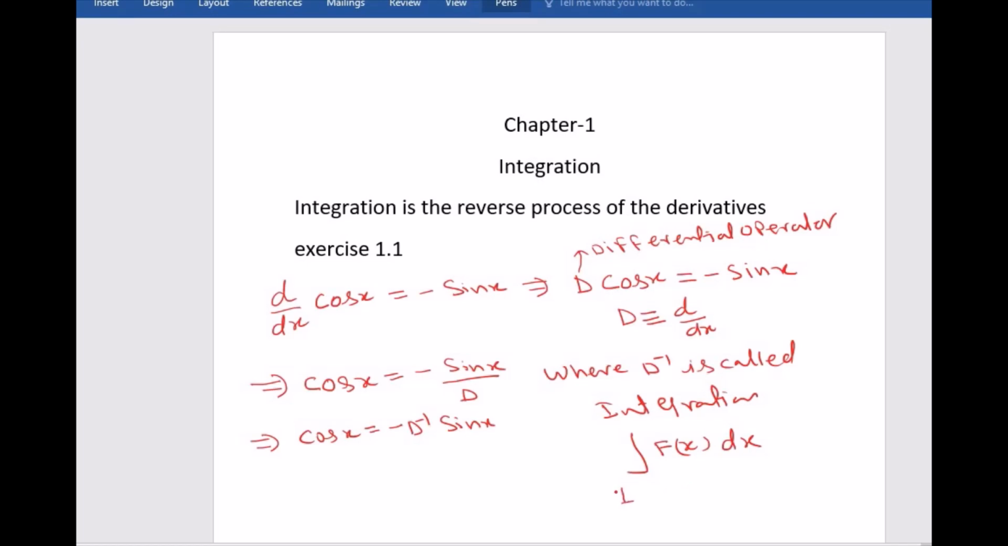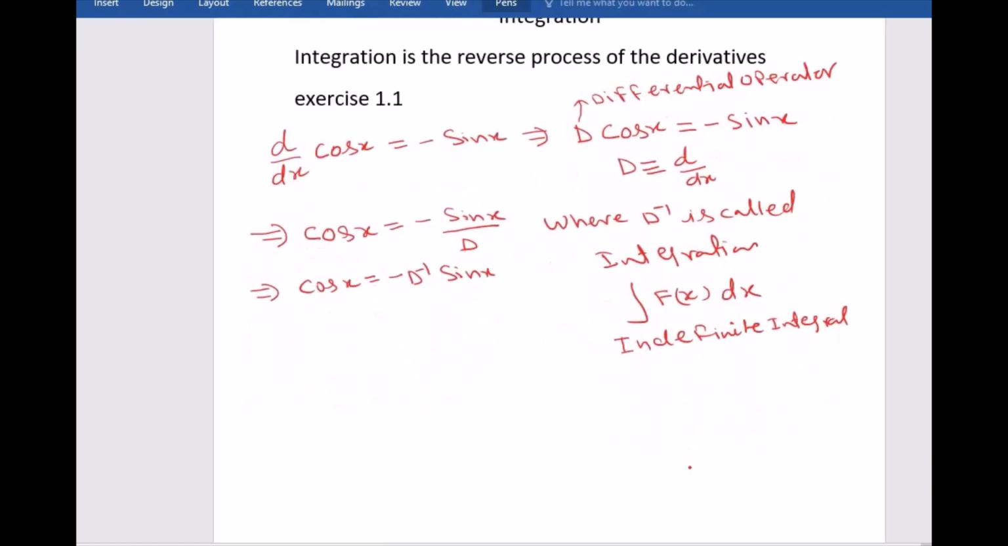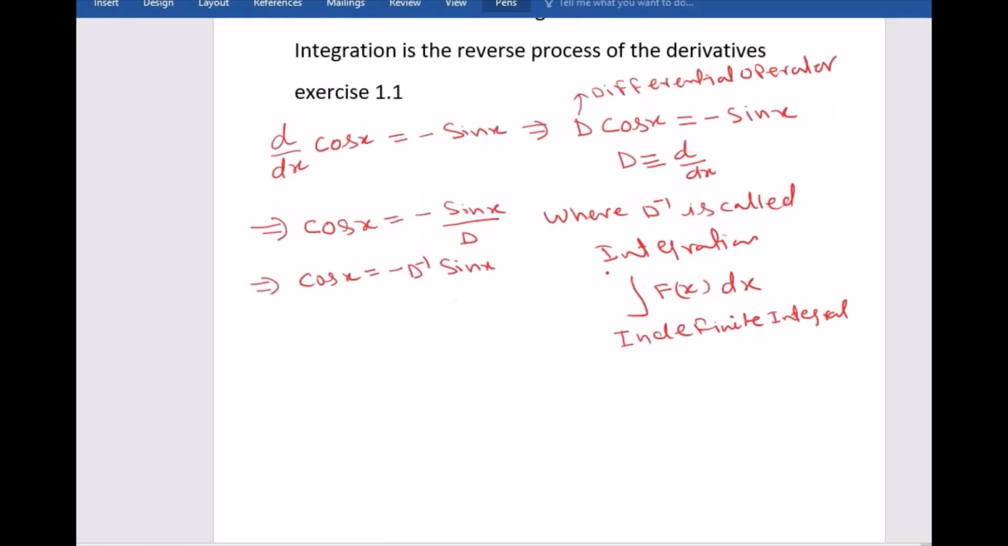Also, this is called an indefinite integral. Why is it called an indefinite integral? Because there is no definite value for it, that's why it is called an indefinite integral. So now I am using this symbol, d inverse means integration, so cosine of x is equal to minus the integration of f(x), where f(x) means sine x, dx. So the integration of minus sine x is equal to cosine x, so we can write it in a proper way.